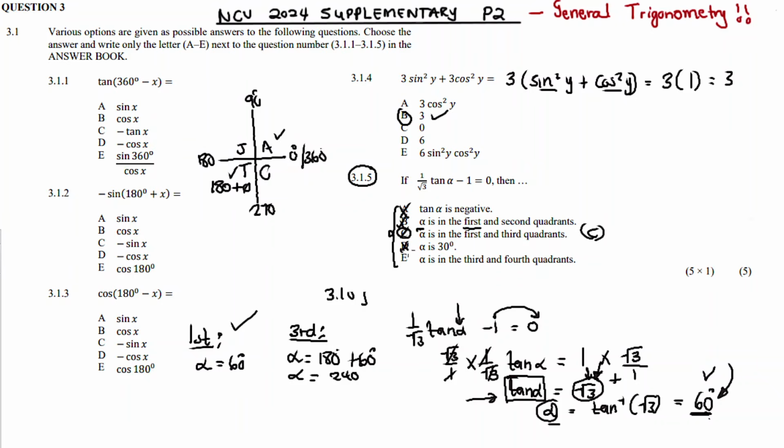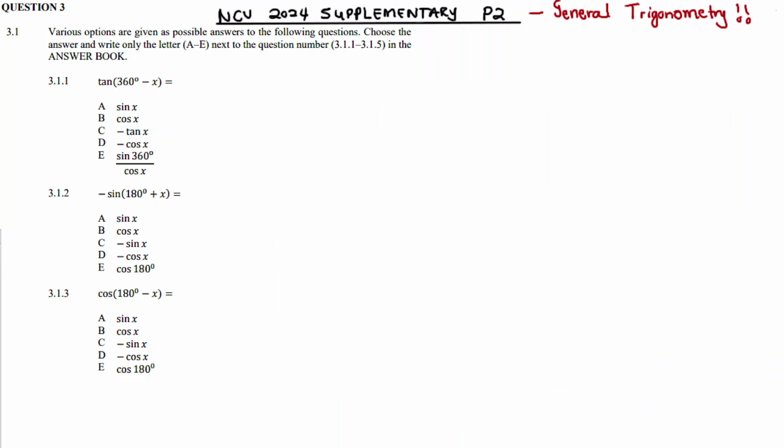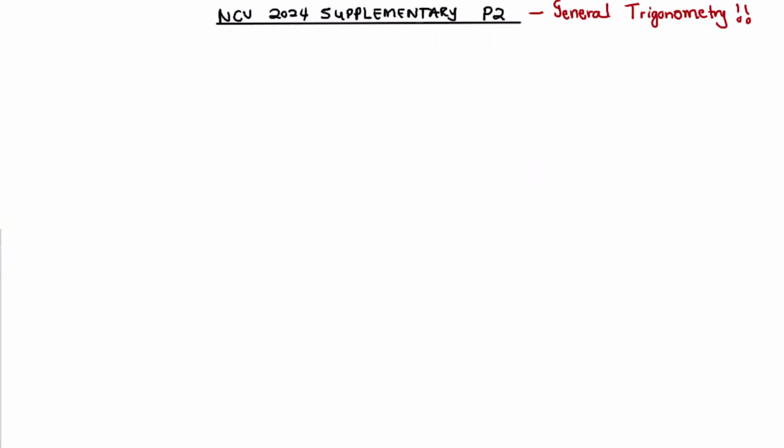And then D also cannot be the answer because alpha is not 30 degrees. Alpha is in the third and fourth quad. This is also wrong. So our answer is C here, right? Okay, let's jump to the next one. Let me just erase this.